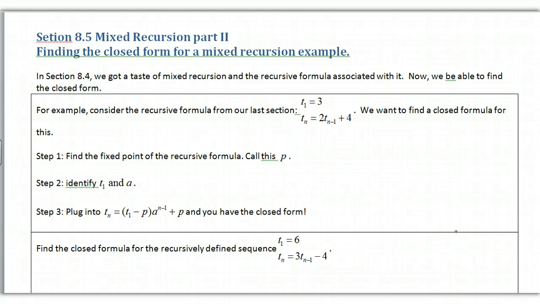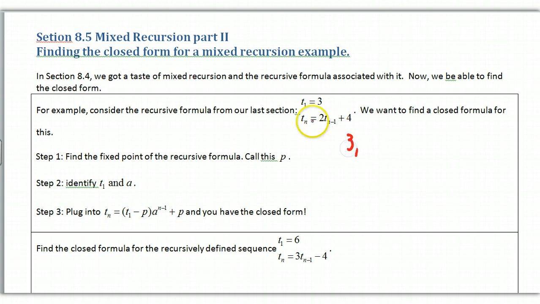Okay, this is section 8.5, Recursion Part 2. In 8.4 we started looking at mixed recursion, and that gave us the foundation. Now we're going to try to find the closed form for a mixed recursion setup. For example, in this problem we have our seed or starting point, and then this is the formula to tell us what to do with our recursion.